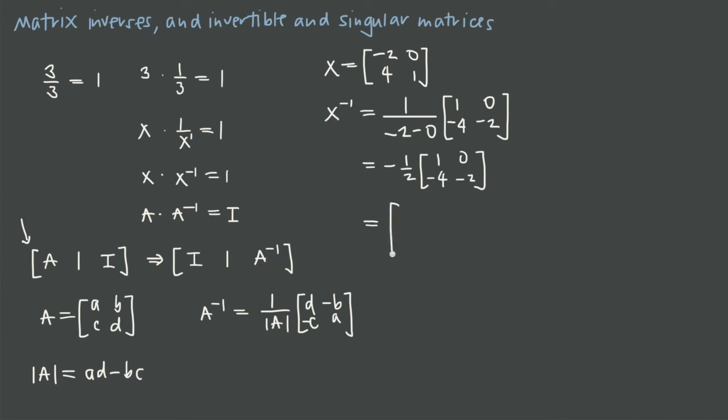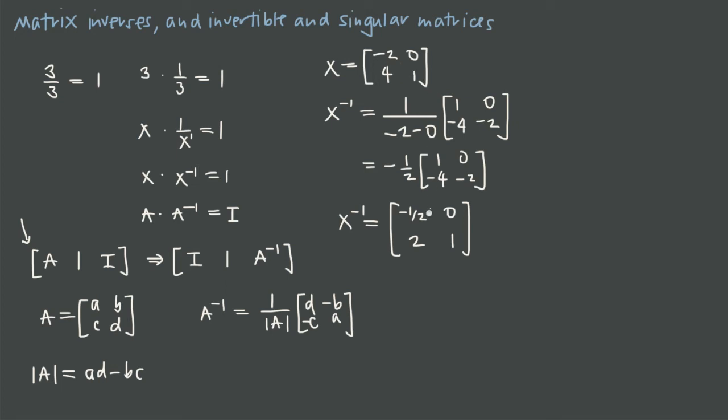So x inverse then is -1/2 times a 1 is a -1/2, times 0 is 0, times a -4 is a +2, and times a -2 is a +1. So this is x inverse when we started with the original matrix x.